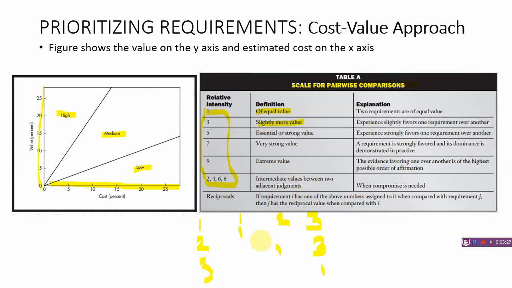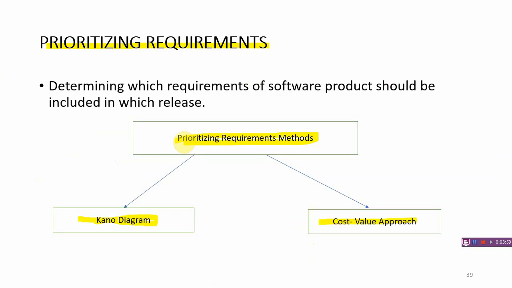On the basis of that, you decide if that particular requirement comes into this particular region, so you can say that particular candidate requirement is a high, medium or low priority requirement. These are basically the two requirement prioritization methods. One is Kano and the other is cost value.